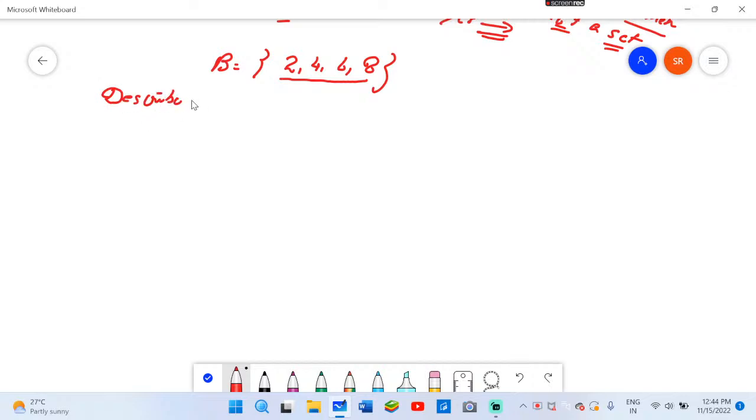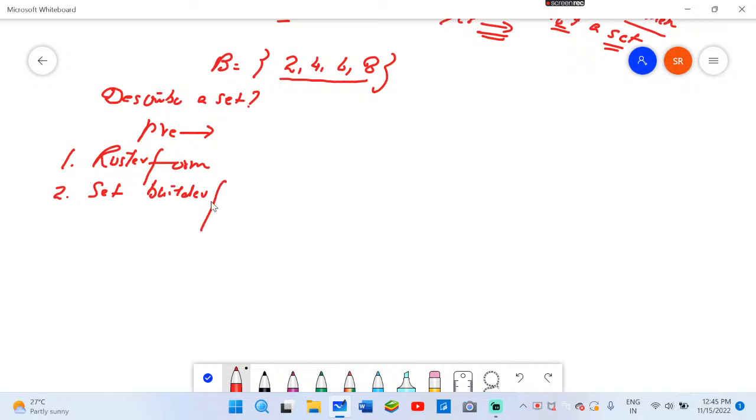How to describe a set? There are mainly two ways of presenting a set. One is called roster form. The other is called set builder form.